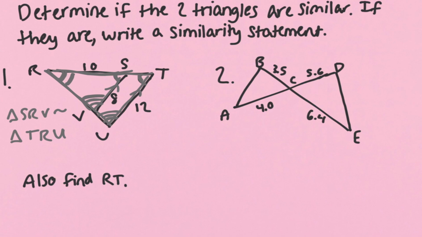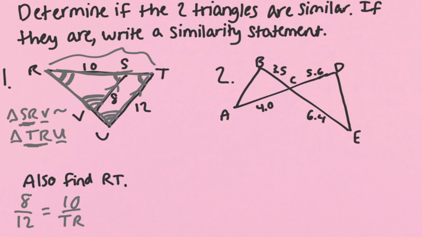This question is also asking us to find RT, so we can set up a proportion, the smaller triangle to the larger triangle, one of the sides, and remember VS, the order matters, goes with UT, so the first and last letters, so we can put those together. 8 to 12 equals 10 to, if 10 is RS, the first two letters, that goes with TR, and then we can cross multiply to solve, and we get 15.